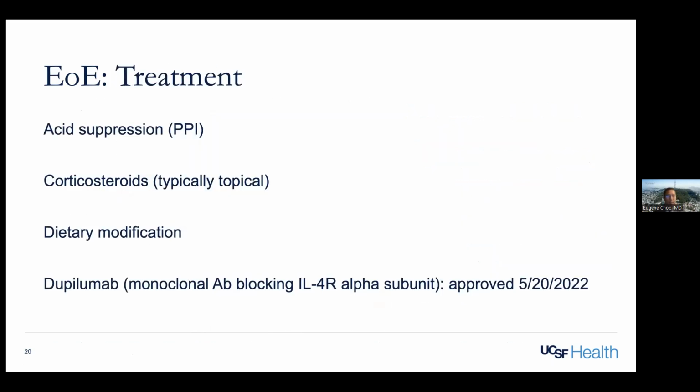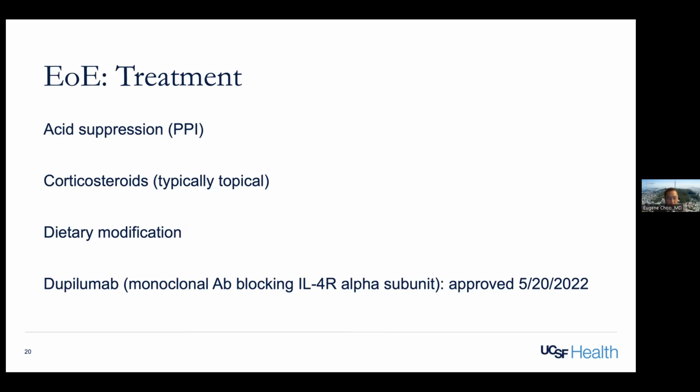Treatment-wise, really acid suppression is a big part of this, typically. So PPI treatment, oftentimes high dose, and corticosteroids, oftentimes utilizing asthma inhalers, things like budesonide or fluticasone perhaps, that are then used on purpose with what's considered bad technique if you're trying to use it for asthma, but good technique if you're trying to coat the esophagus. Then dietary modification, which is really the focus of what I'll be trying to talk about here.